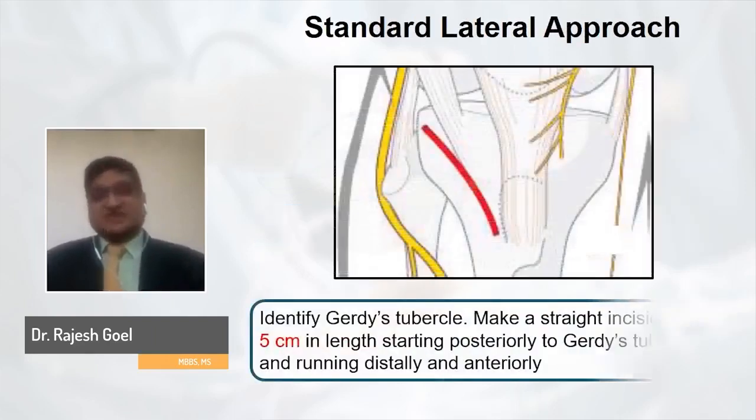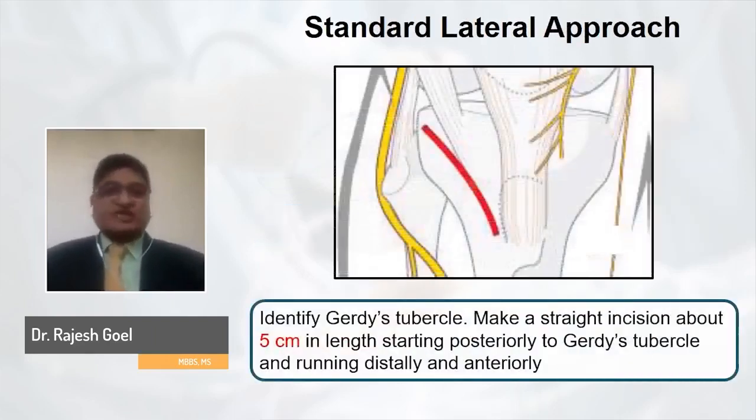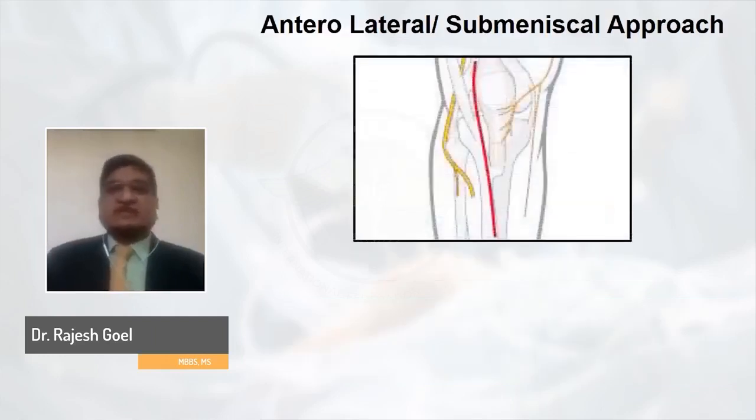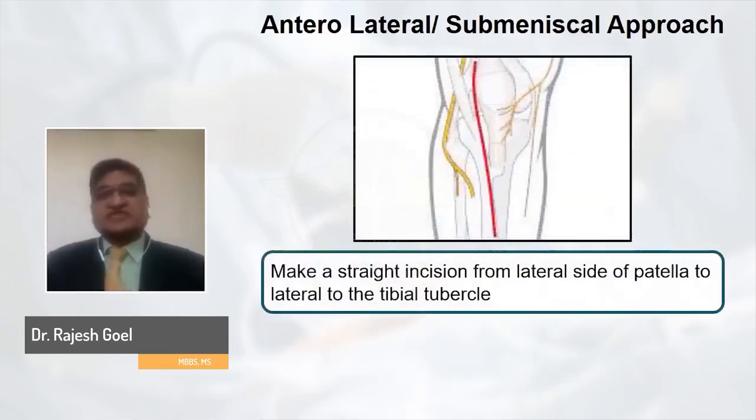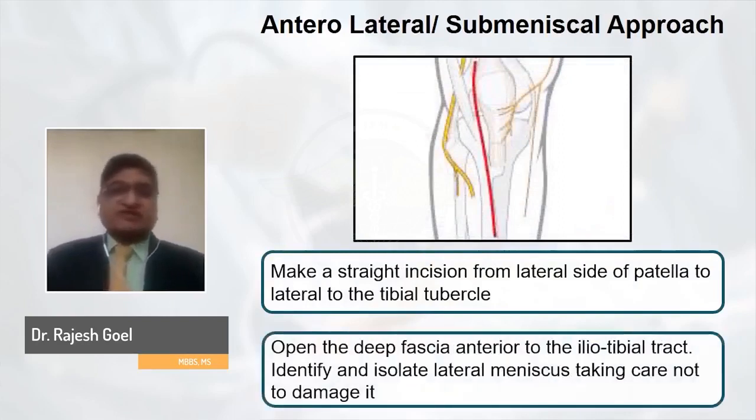So what are the approaches? Let us go through the approaches. This is the lateral approach. We have to identify Gerdy's tubercle and make a straight incision 5 centimeters in length, starting posterior to Gerdy's tubercle and running distally and anteriorly. This is the direct lateral approach. For the anterolateral approach, make a straight incision lateral to the patella and then open the deep fascia anterior to the iliotibial tract, identify and isolate the lateral meniscus, and then you can open up and do the fixation.